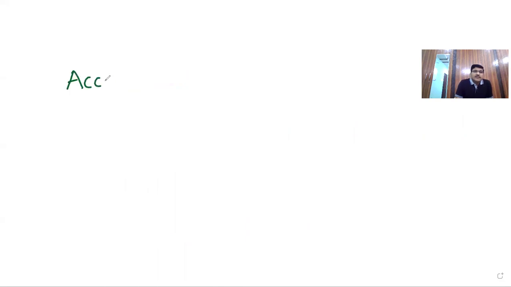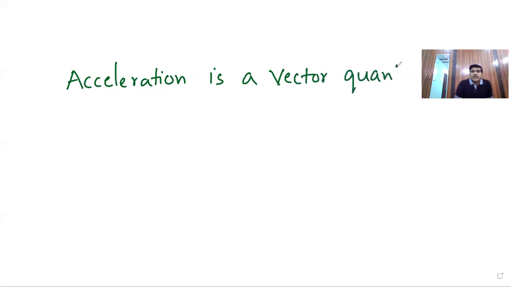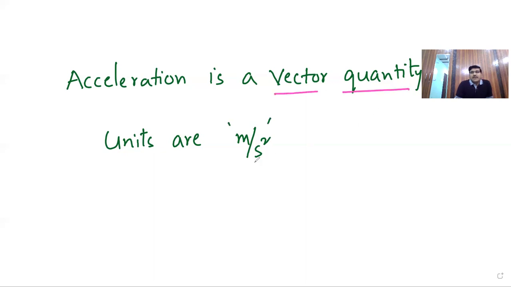Observe. Acceleration, I clearly write, is a vector quantity. Units are meter per second square. It is a vector quantity and units are expressed in meter per second square.